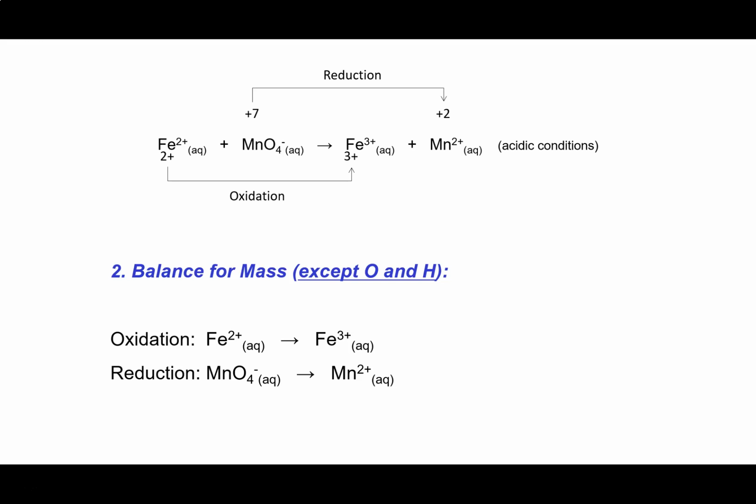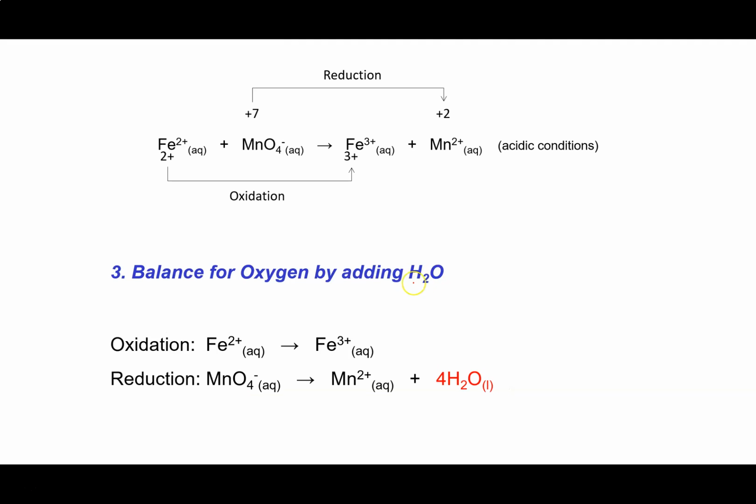The next thing is to balance for oxygens by using water. And while there's nothing to do for the oxidation half reaction, we're going to have to deal with the reduction half reaction there. So we're going to balance for oxygen by adding H2O, and how we're going to do that is by adding in 4 waters. Now we can add in as much water as we want, right? Because this is all in aqueous solution, so there's an abundance of water around the place.